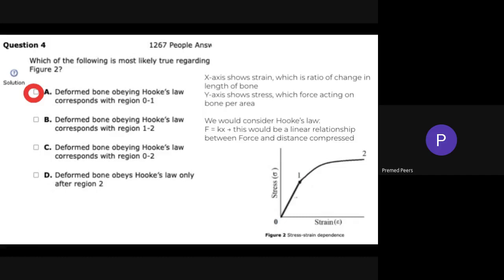The x-axis shows strain, which is a ratio of change in the bone. So you can think of it as compression distance. And then the y-axis shows stress, which is force acting on bone. So you can think of that as F, force. So Hooke's law would be when K is constant. So again, when the line has a constant slope, because K should be constant, and that would be only between 0 and 1. The key here is recognizing that strain is a stand-in for compression and stress is a stand-in for force.